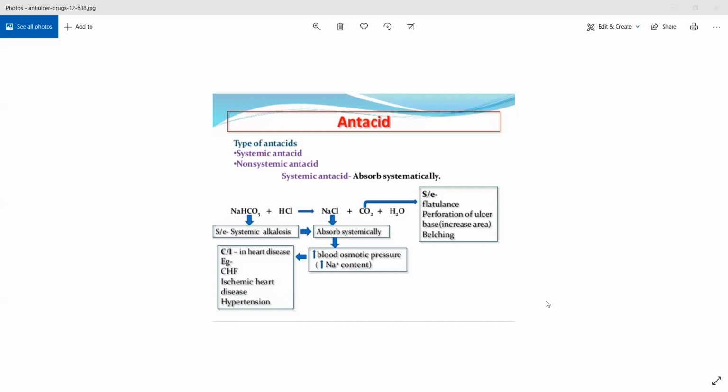At that point of time, you'll constantly start belching, and even sometimes when you are not feeling well, let us suppose you have some infection, stomach infection, food poisoning or something, at that time also you'll start belching, wherein you'll start having sour burps and things like that. So belching is essentially caused by carbon dioxide.